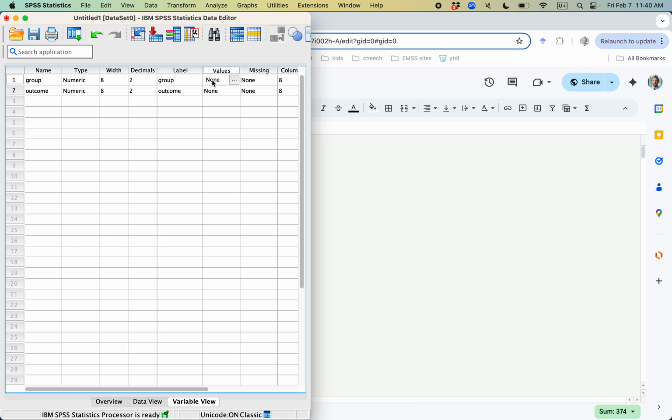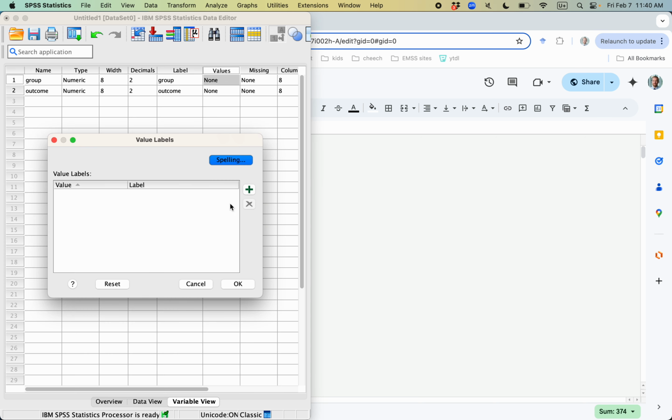So we can define what those values are. So if it's a value of, in group, 0, let's call that placebo. And if it's a value of 1, let's call that indomethacin. We'll say OK. And this is going to help us with our output later. Instead of telling us 1 and 0, and we have to remember what that means, now it's going to tell us placebo, indomethacin.